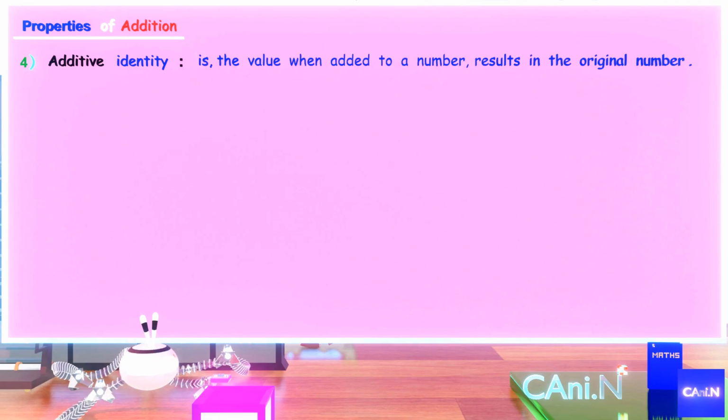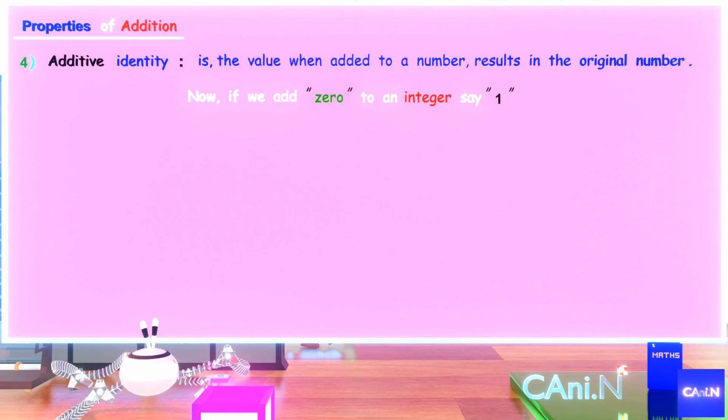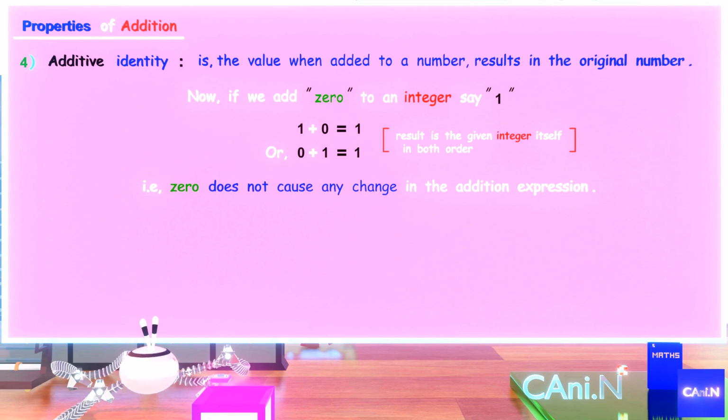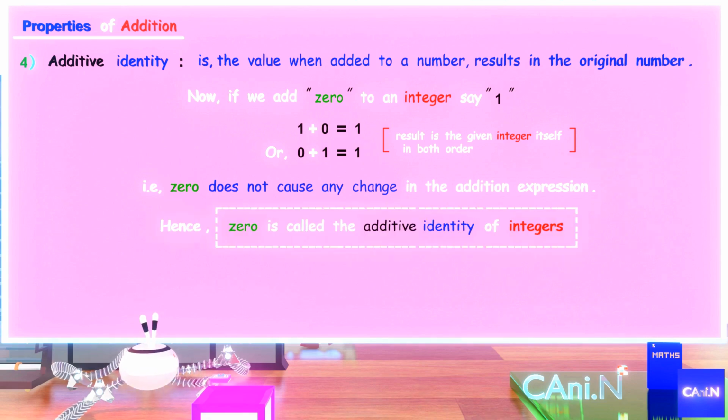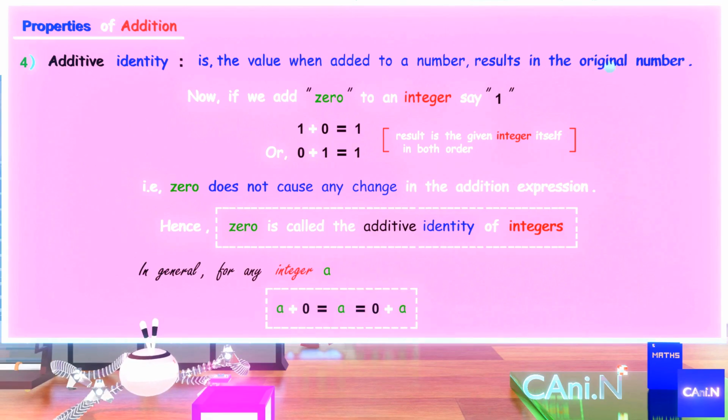Additive identity. Additive identity is the value when added to a number, results in the original number. Now, if we add 0 to an integer, say 1. 1 plus 0 equals 1. Also, 0 plus 1 equals 1. Here, result is the given integer itself in both order. That is, 0 does not cause any change in the addition expression. Hence, 0 is called the additive identity of integers. In general, for any integer a, a plus 0 equals a equals 0 plus a.